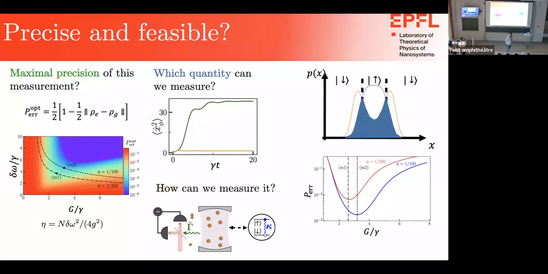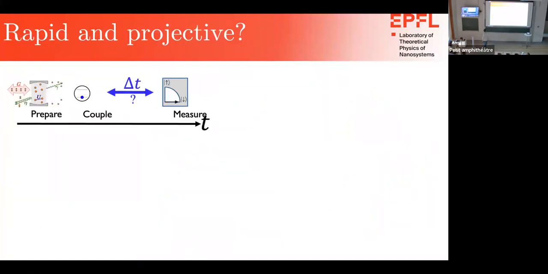Yes, absolutely. But then quantum Fisher information, we looked at it for magnetometry purposes. Here, distinguishing between two states is discrimination rather than the quantum Fisher information that you look at. Here, you want to really distinguish between up and down. So it's a discrete variable. Okay? So, precise and feasible.